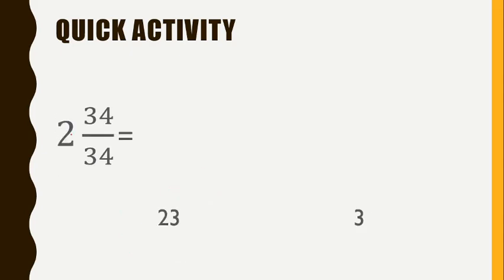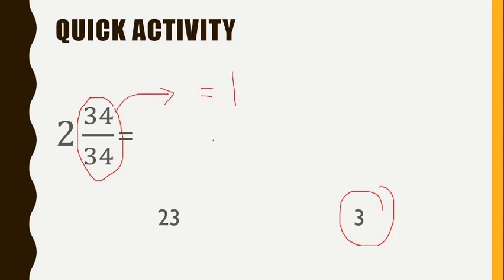Okay, next one. 2 3/3. Okay, the answer is 3. Why? The 3/3 is equal to 1. So 2 plus 1 equal to 3.